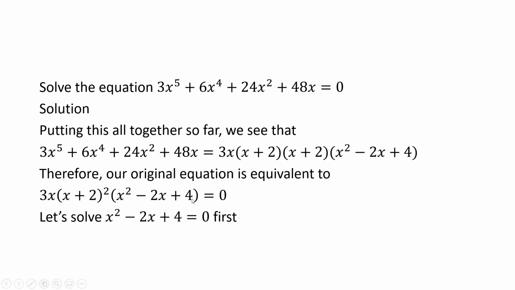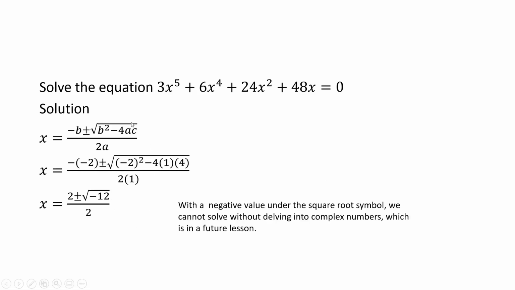One of those factors must equal 0. Let's start with the trinomial. What if x squared minus 2x plus 4 equals 0? Well, we can't factor it, so we use the quadratic formula. X could equal -b plus or minus the square root of b squared minus 4ac all over 2a. When we use that, we end up with a -12 underneath the square root symbol. Well, we realize that we can't solve without delving into complex numbers, which is in a future lesson.